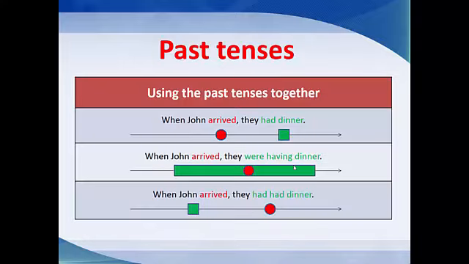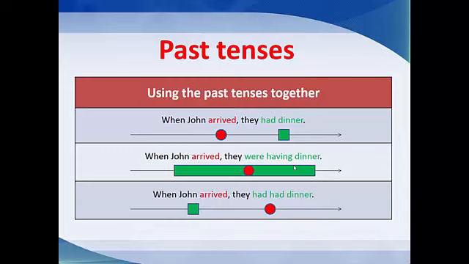Past tenses, as you know, when using them together, are interrelated. It is the ability to use two past actions or two past tenses together. For the first example, when John arrived, they had dinner. This is past simple, past simple. The second one, when John arrived, they were having dinner. Now we combine the past simple with the past continuous. And the past continuous, were having dinner, that action was ongoing before John arrived. And when John arrived, that interrupted this action.